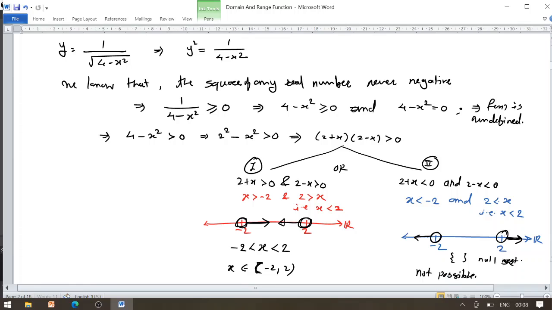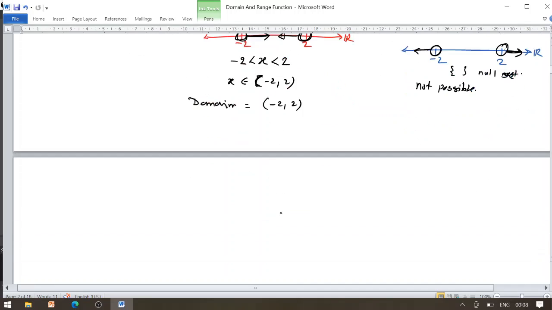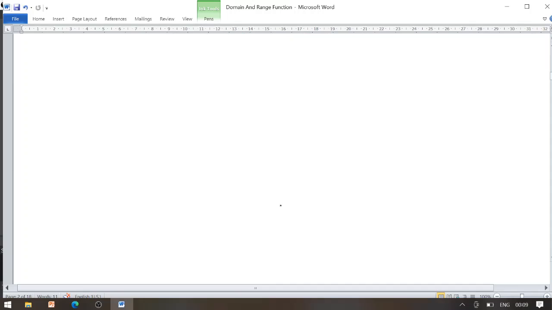So we have the domain is of the form, an open interval (-2, 2), for the given function f(x) = 1/√(4 - x²). Now we are trying to find the range. Look carefully towards the range.